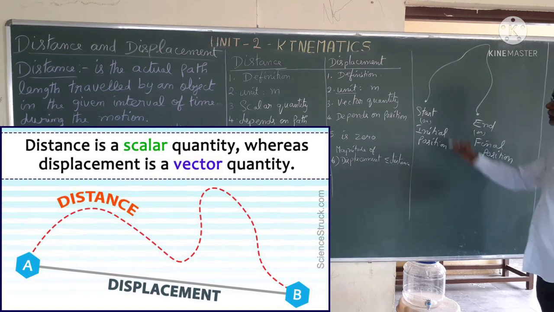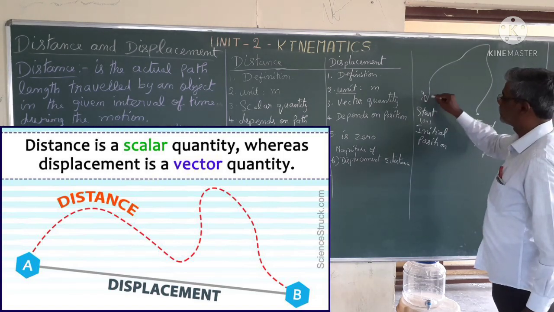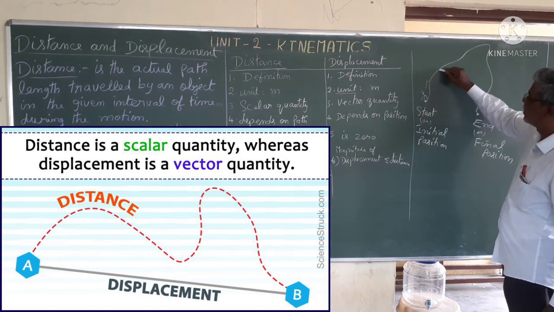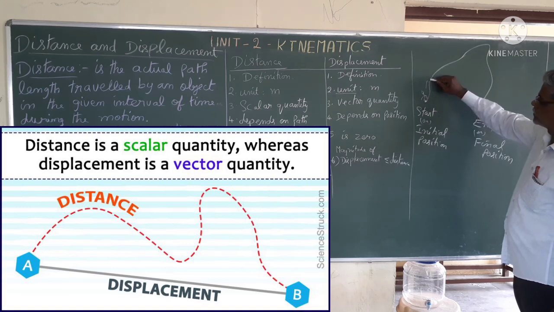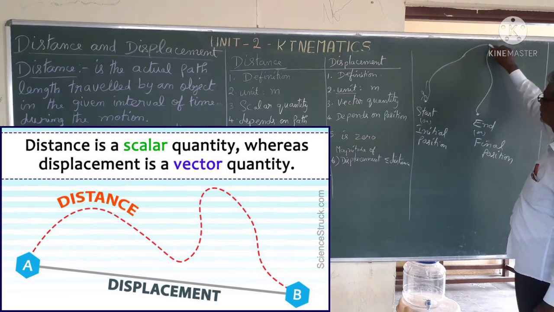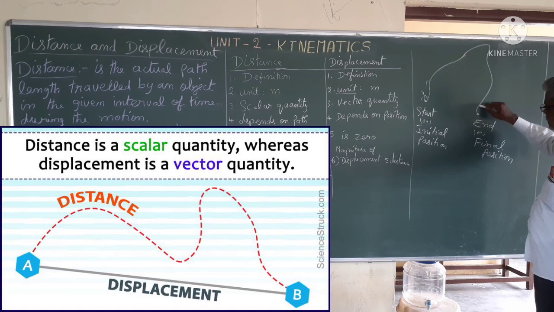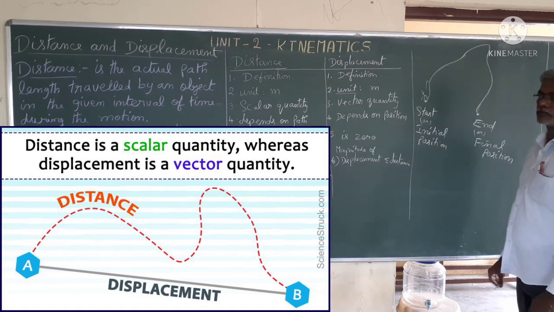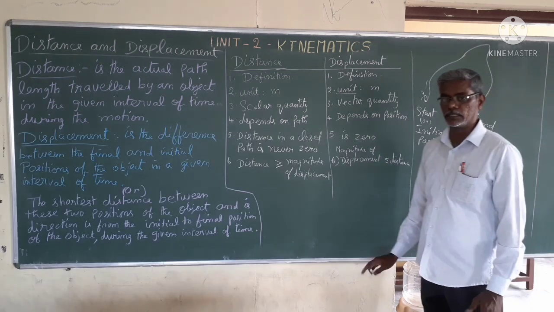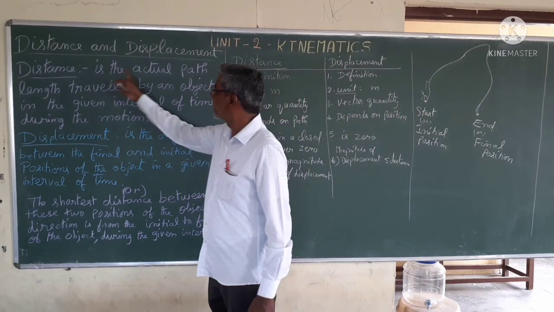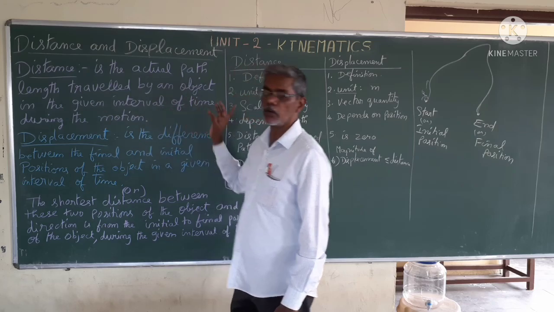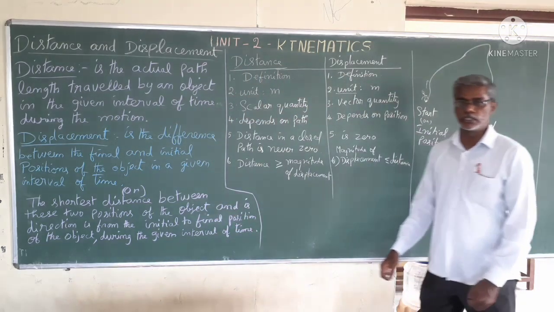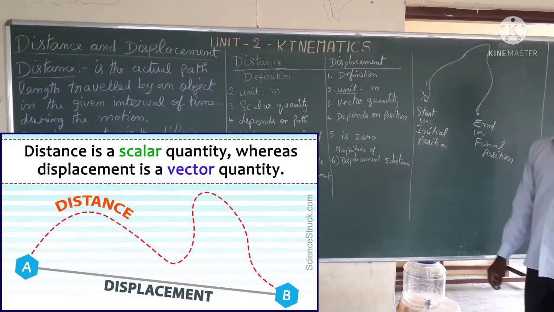Suppose a person starts walking along the path length, from the initial position, and reaches the other end. Then I can call it distance. Now you see the definition: the actual path length traveled by an object in a given interval of time during the motion. This is called distance.